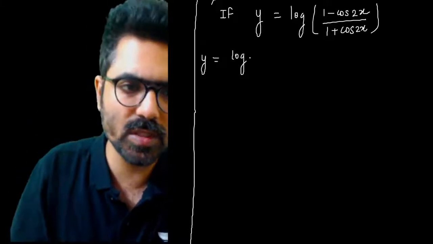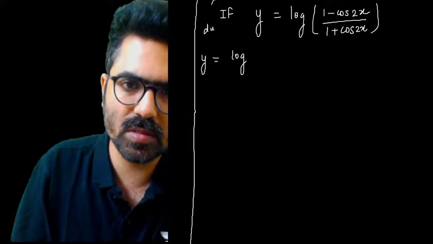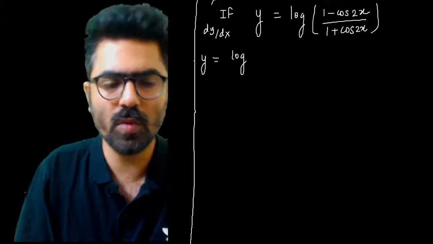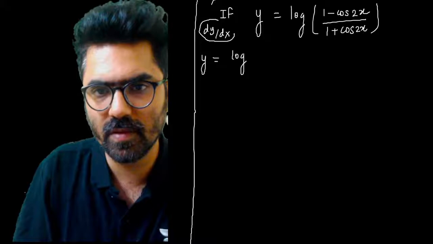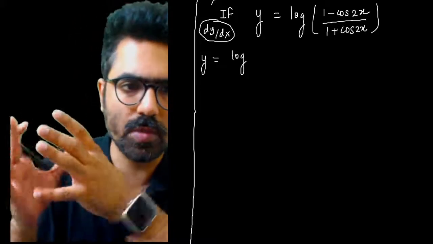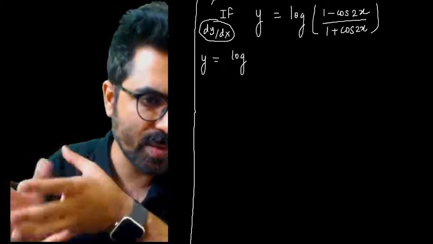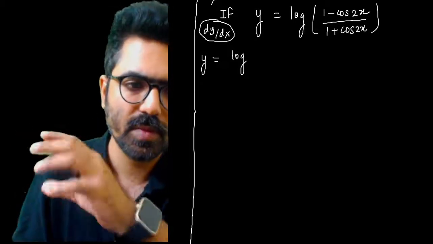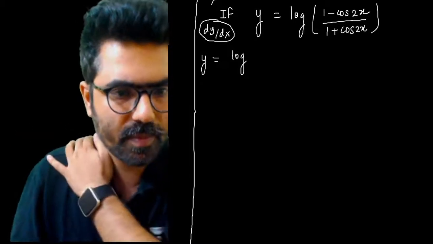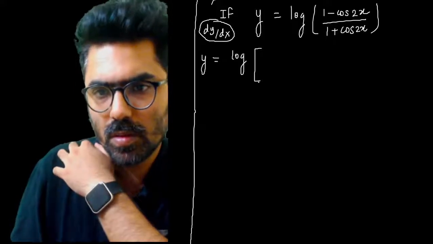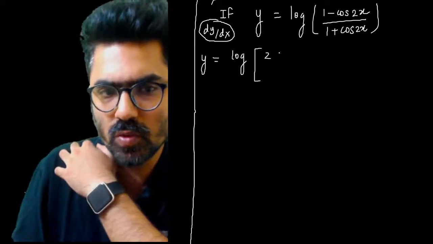Directly taking a derivative is not suggested. Always simplify if possible to a particular question. If you have to find the derivative and you find that this is a complex question, first simplify it. Either it can be based on trigonometry, logarithm, whatever. First simplify it. Okay, so 1 minus cos 2x formula is 2 sin square x.